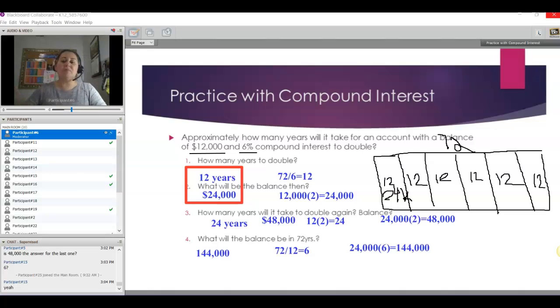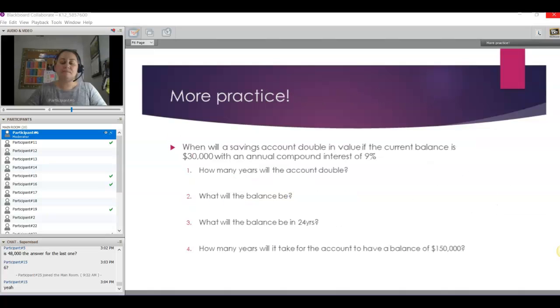Let's go to the next problem. This one's a little more tricky, especially when it gets down to 3 and 4. Well, 3 is just like what we just did. 4 is kind of a little more tricky. Because of time purposes, I'm going to go ahead and go through this with you. And then if you have any questions, stop me as we go.